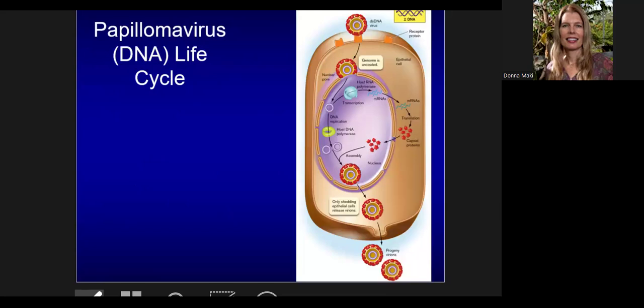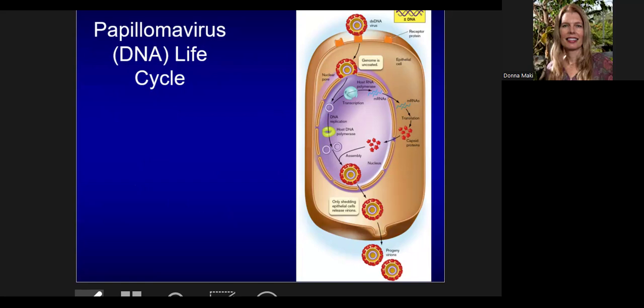So here, the papillomavirus, which is a double-stranded DNA virus. Just trying to show the complexity that it has to deal with, in the nucleus, you have to make more copies of the double-stranded viral DNA.